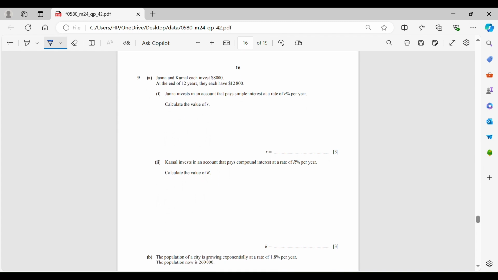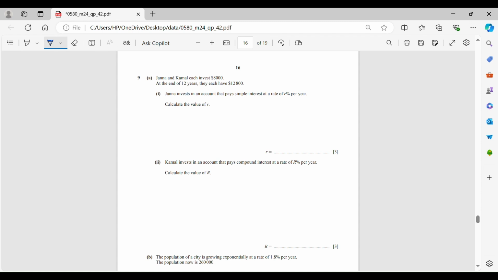Next part, question number 9. Question number 9 says Jaina and Kamal each invest $8,000. At the end of 12 years, they each have $12,800. Jaina invests in an account that pays simple interest at the rate of R% per year. Calculate the value of R.